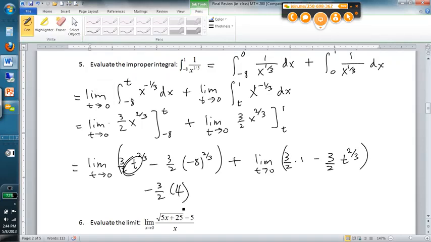About the same thing happens over here. This goes to 3/2. This goes to 0, doesn't it? As t goes to 0. So it's just negative 3/2 times 4, which is negative 6, plus 3/2.